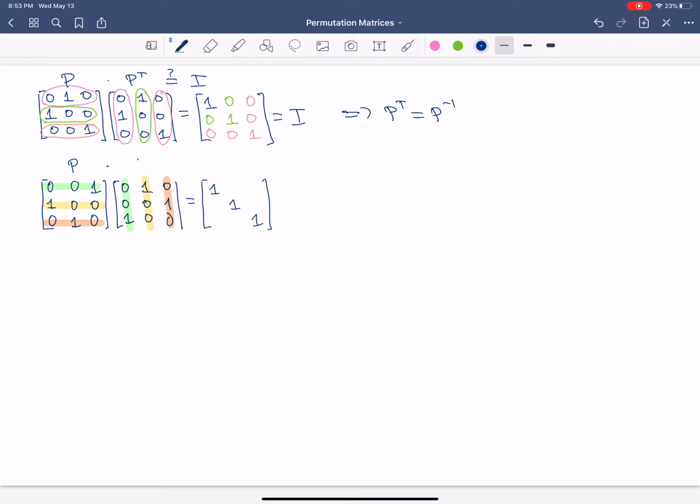So that's how we know that for permutation matrices, the inverse is simply the transpose. That is the easiest inverse you can possibly find. All right, that's enough for today.